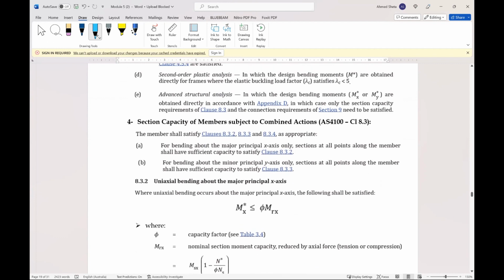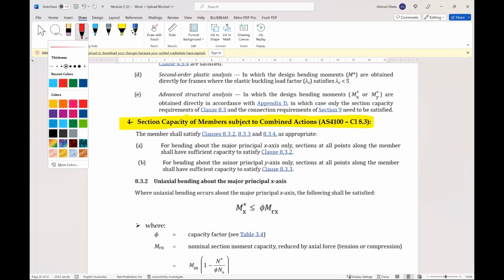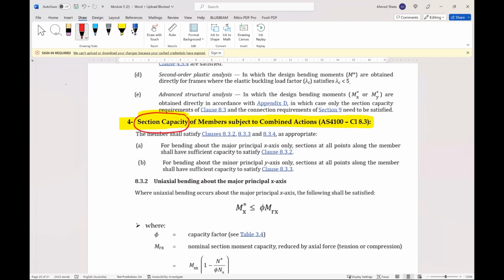So I will go through the formulas quickly. For these types of elements, we have section capacity and member capacity. For section capacity, members subject to combined action, we can find it in clause 8.3. The member shall satisfy these three clauses. So the first type is uniaxial bending about the major principal axis.